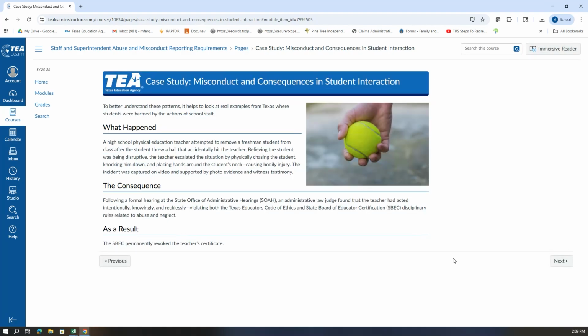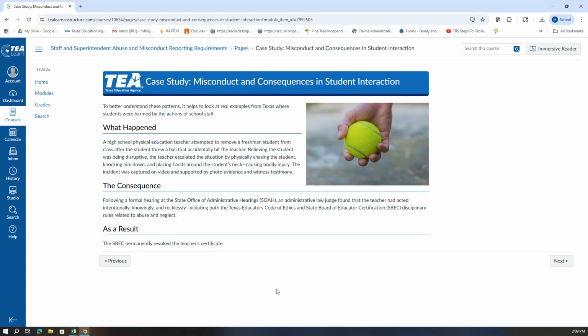This is a case study of misconduct and consequences in student interaction. A high school PE teacher attempted to remove a freshman student from class after the student threw a ball that accidentally hit the teacher. Believing the student was being disruptive, the teacher escalated the situation by physically chasing the student, knocking him down, and placing hands around the student's neck, causing bodily injury. The incident was captured on video and supported by photo evidence and witness testimony.